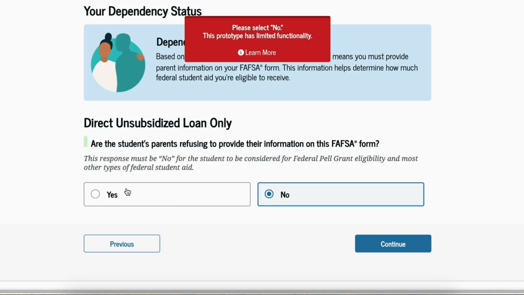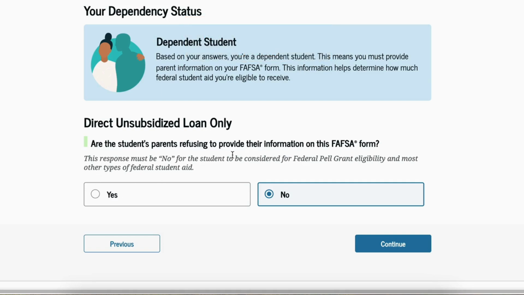But as a result, the prototype cannot do that, but as a result, you would not be eligible for the grant money in the form of Pell and MAP grants, which are the free money. You would only be able to get the unsubsidized student loans. So just keep that in mind. I'm going to say no.